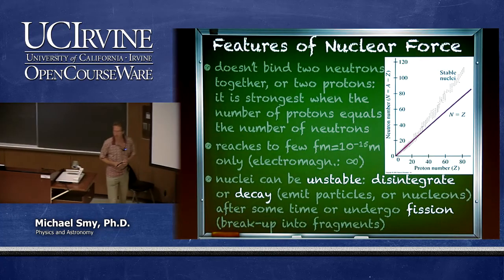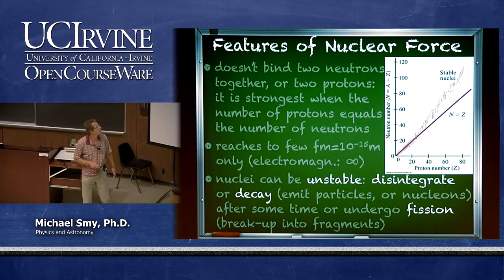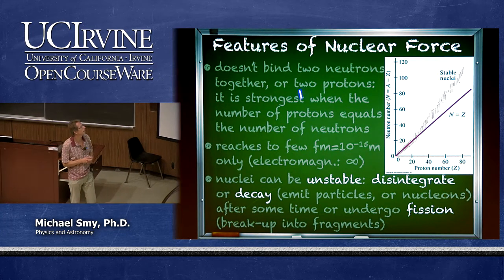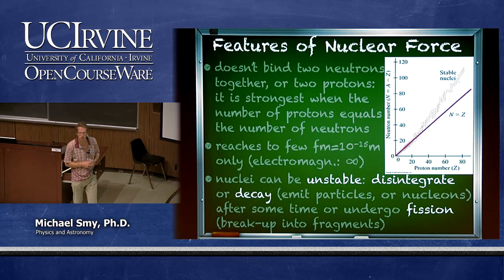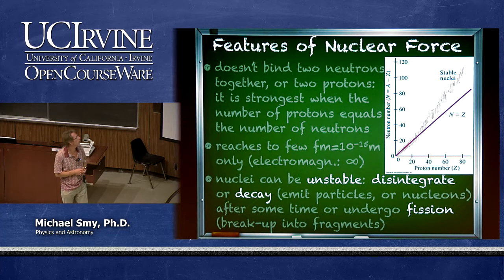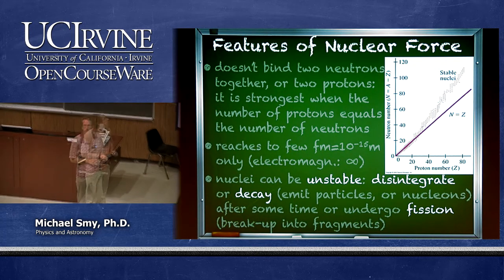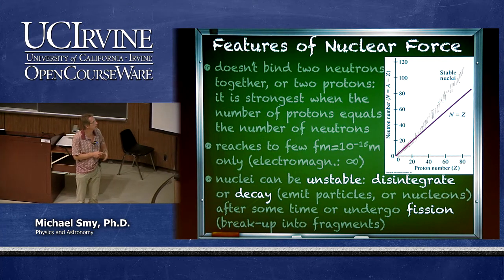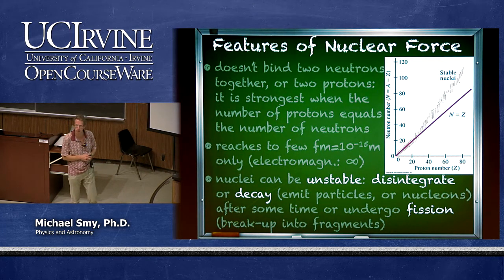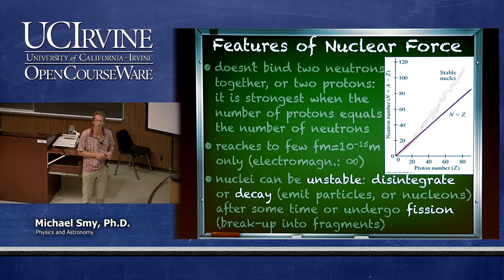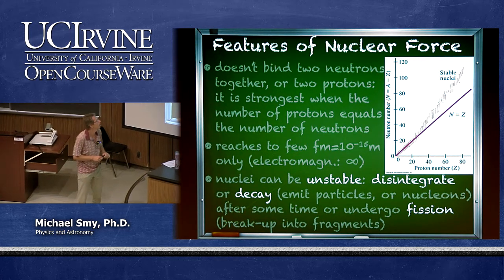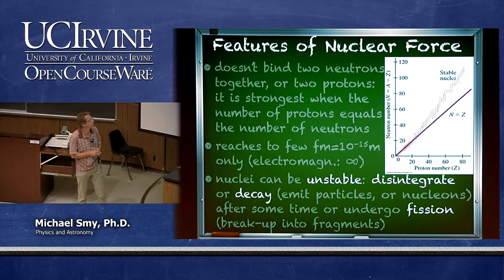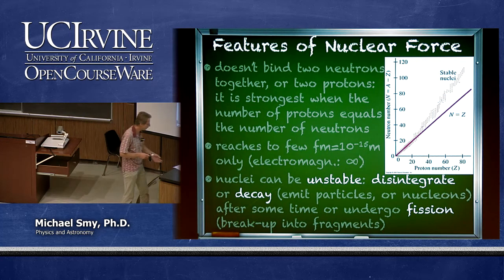Another aspect of the rather complex nuclear force is that it doesn't bind 2 neutrons together, and it doesn't bind 2 protons together. It is most effective when you have about an even number of protons and neutrons. So it doesn't like just having protons. So a helium-2 nucleus is not possible. And so you need the neutrons in the nucleus like cranberries.